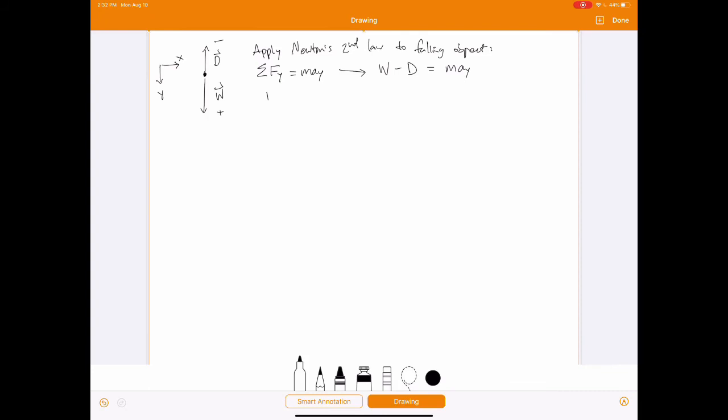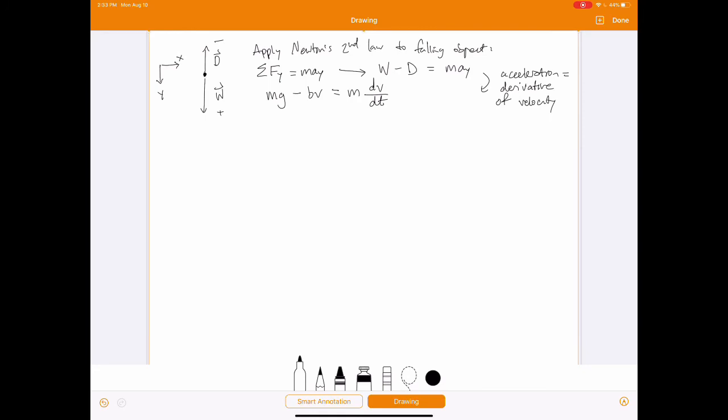Okay, well the weight is given by mg. The drag force, as we were shown earlier, is given by b times v. And then on the other side, we have m times a_y. And I just want to remind you that acceleration is the derivative of velocity. So my acceleration can be written as dv/dt. Okay, so that's our equation.